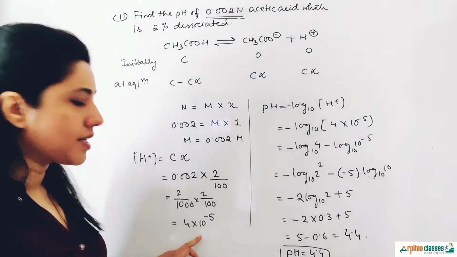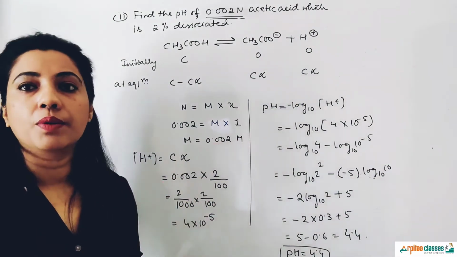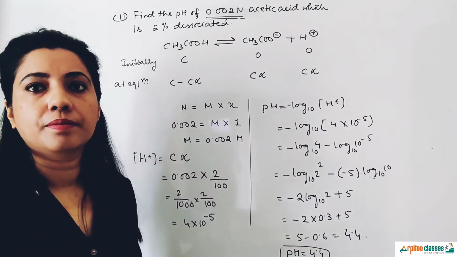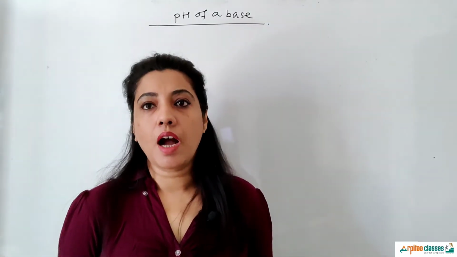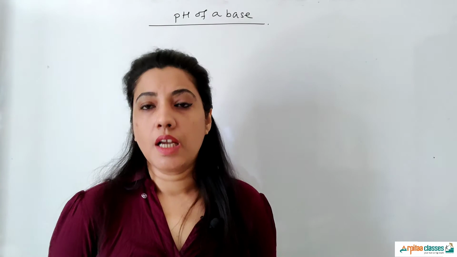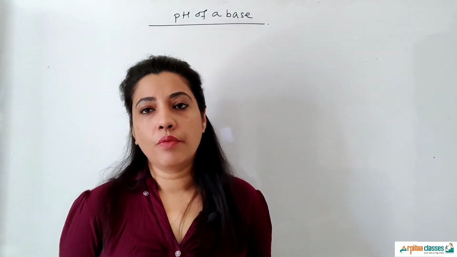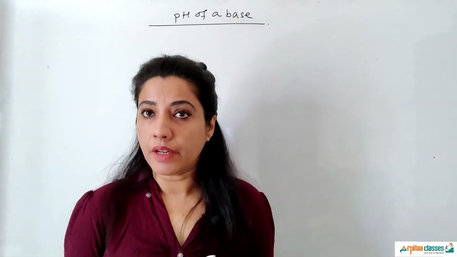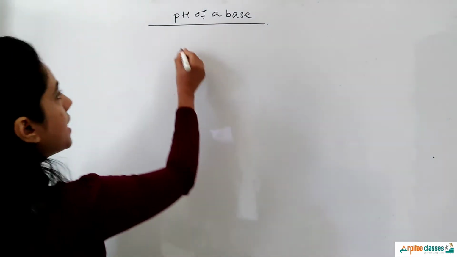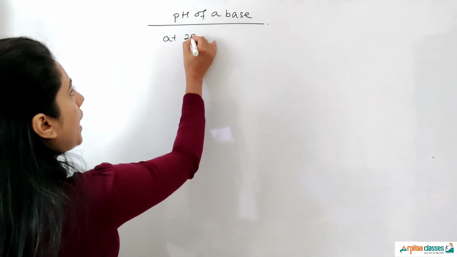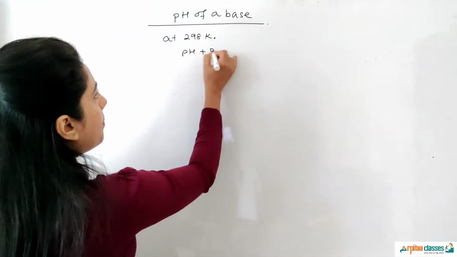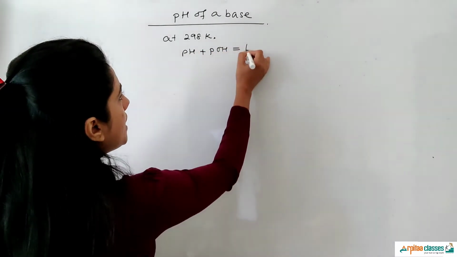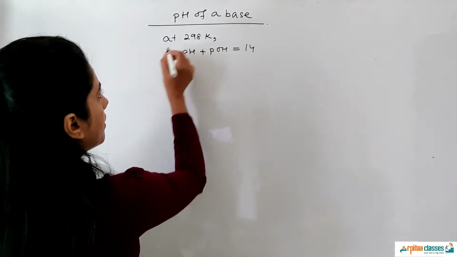So we are getting the H plus ion concentration and then we are finding out the pH of this solution. Let us now start with the pH of a base. How to find out the pH of a base? Before going to the numericals, we will be doing one derivation out here. That is, at 298 Kelvin, pH plus pOH of any solution is 14.